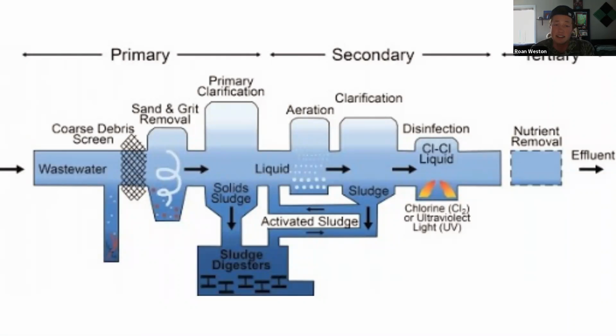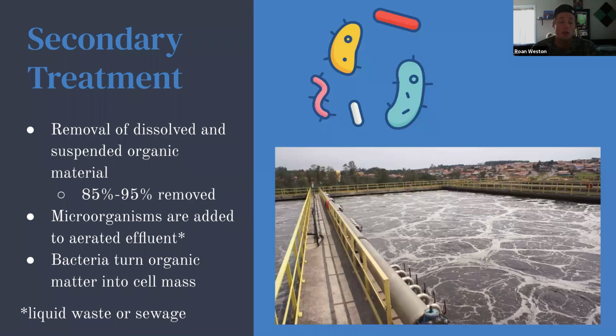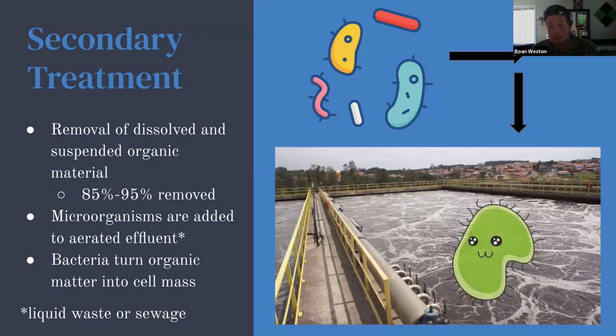Let's look at secondary treatment. Secondary treatment, also known as biological treatment, is very effective at removing dissolved and suspended organic material. So effective that it can remove up to 95% of all organic material in the effluent. What happens in this stage is microorganisms are added to an aerated tank, and the microorganisms' goal is to eat all of the organic matter and turn it into cell mass.